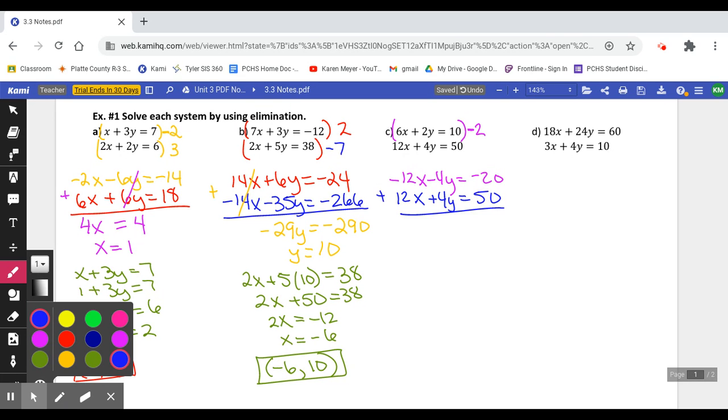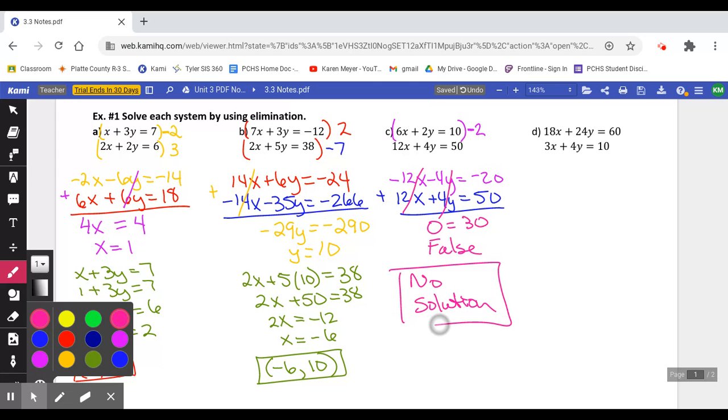So now add your columns, and you're going to notice my x's also cancel out with my y's. So there's nothing on the left side, so that's 0 because everything cancels out. And then negative 20 plus 50 is 30. And since there's no variables left, that means it has to be a special case. So does 30 equal 0? No, that is false. So we would say the answer is no solution.